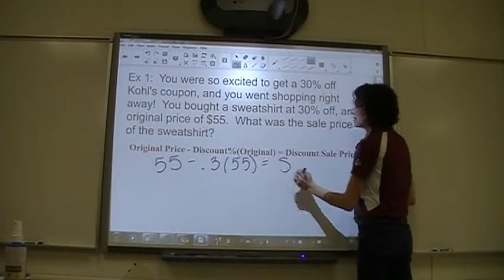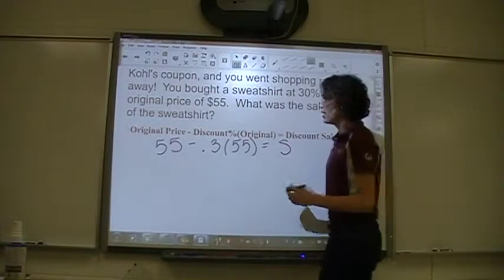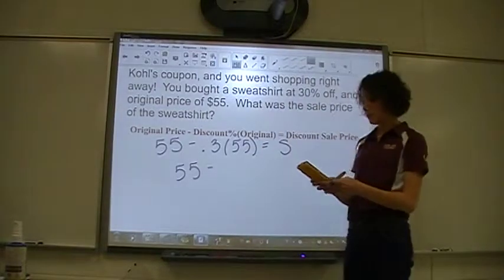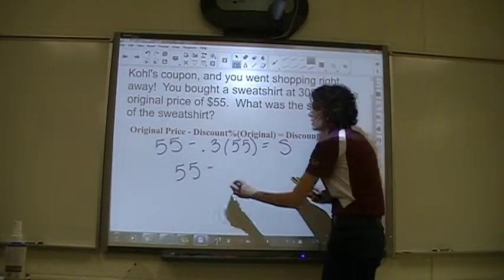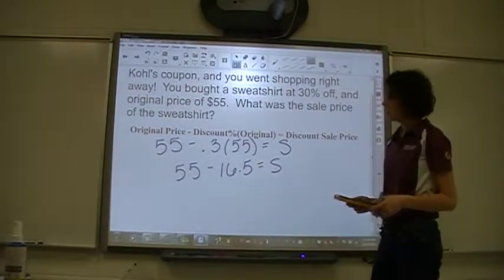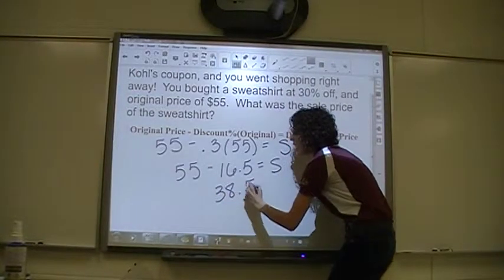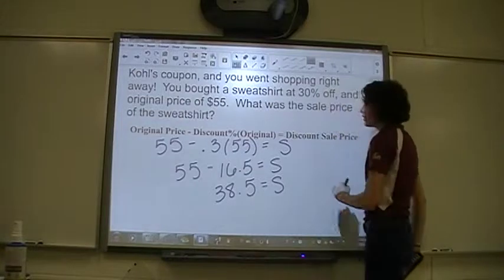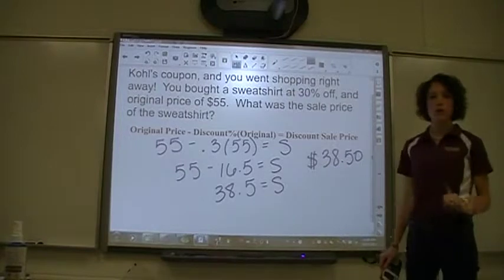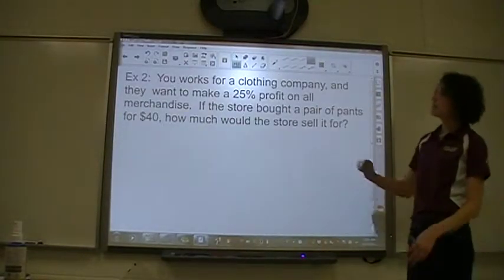You could even put an S there because you don't know what that is going to be. So you have 55 minus, you can do 0.3 times 55, and you're going to get 16.5. And then we actually subtract those, you get 38.5 equals your sale price. So that means that you're going to pay $38.50 for your sweatshirt.